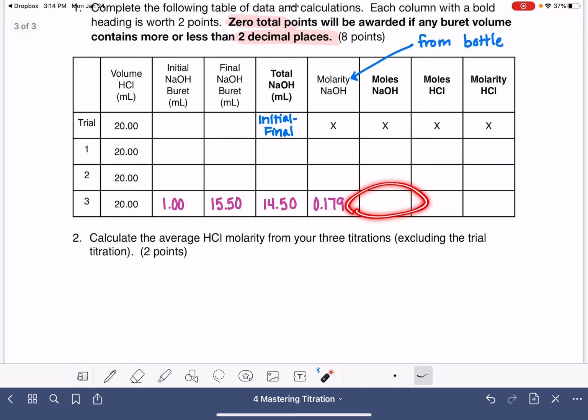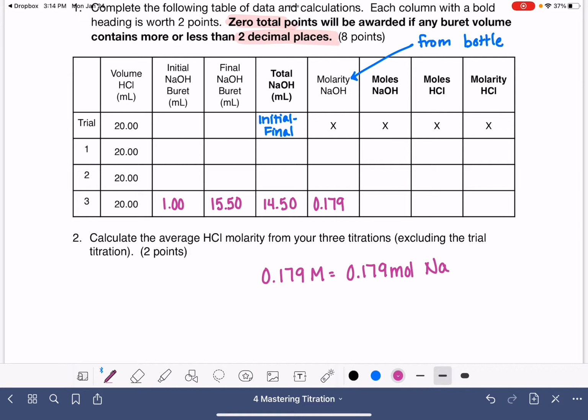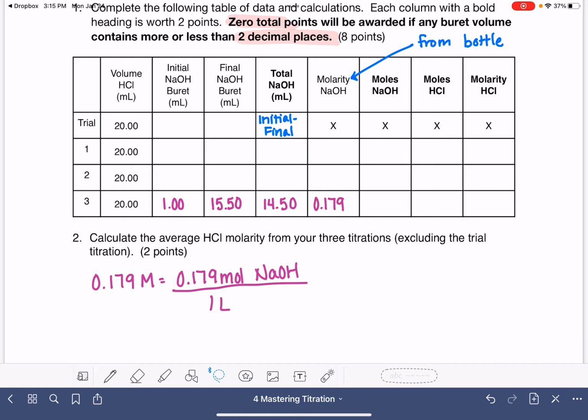To calculate the moles of NaOH, we're going to be using the molarity, 0.179 molar, which means 0.179 moles of NaOH per every 1 liter of NaOH. This is the relationship that we're going to use. Then we're simply going to multiply this by the total NaOH that we used in units of liters. So we're going to take that 14.50 milliliters and divide it by 1,000. I'm going to get 0.01450 liters. And this is the way that we calculate the moles of NaOH.